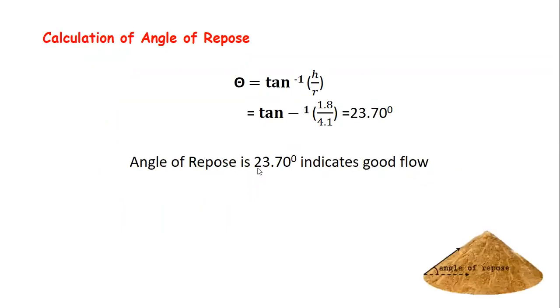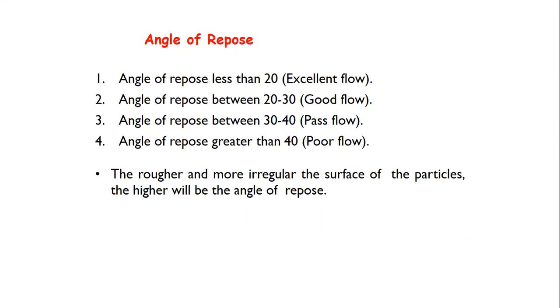So by experimental analysis, we found that the angle of repose of the paracetamol powder is 23.70. So it has good flow. Then if the angle of repose is found to be between 30 to 40, then passable flow, and if the angle of repose is greater than 40, then poor flow. The rougher or more irregular the surface of the particles, the higher will be the angle of repose.